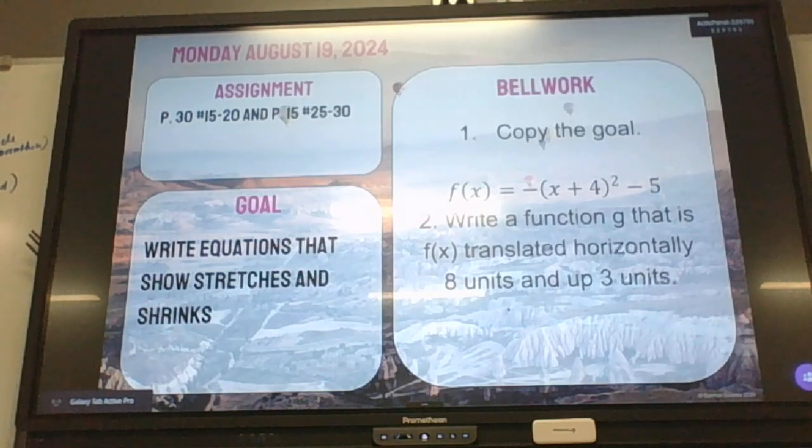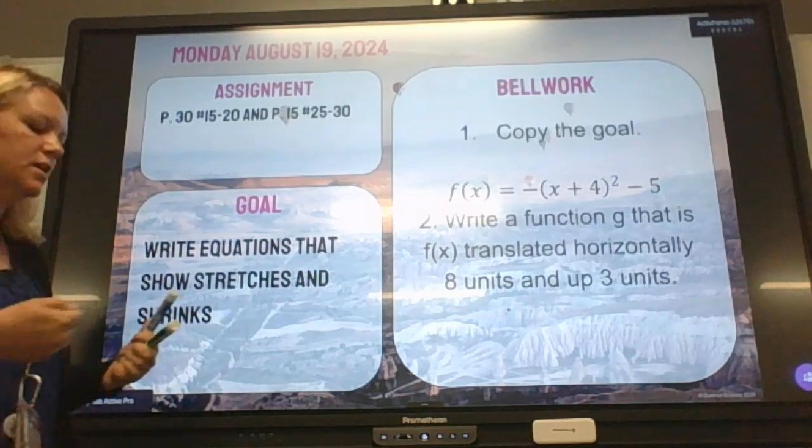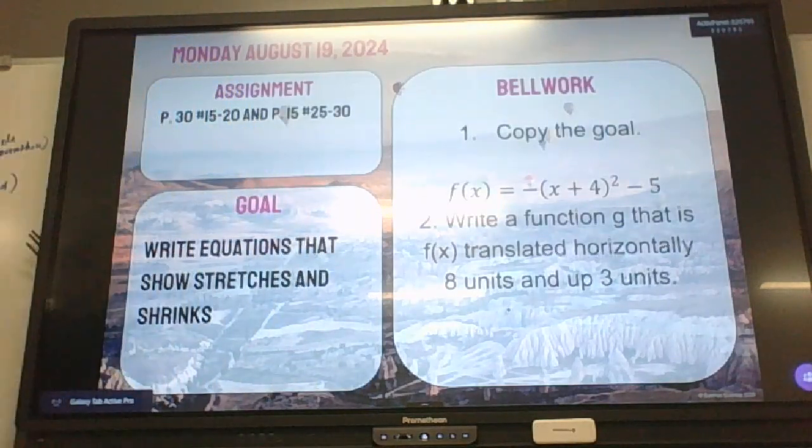So I'm keeping this negative sign the same. I'm keeping the parentheses. I'm keeping the x. I'm keeping the plus sign. I'm keeping the 4. But I need to put something inside the parentheses because I was asked to do a horizontal shift. So if I need to go 8 units right, now right is typically positive on our number line and in our coordinate plane. But inside these parentheses, we do opposite. So I'm going to add in a -8.